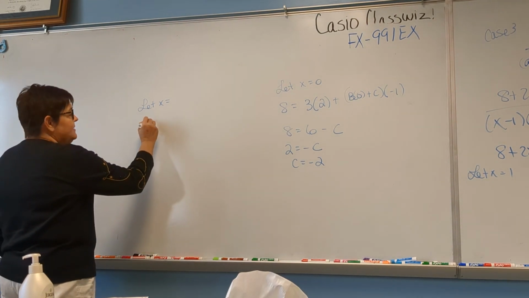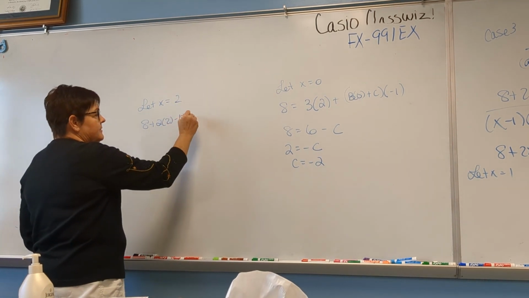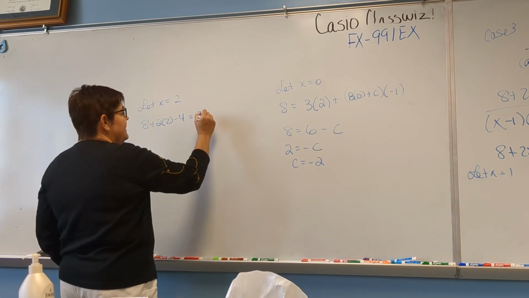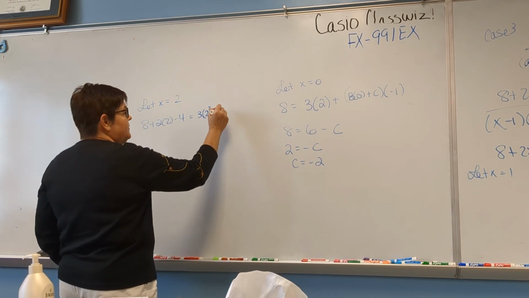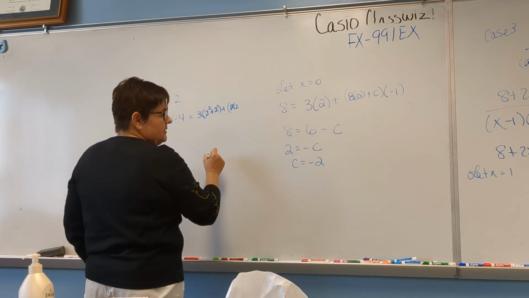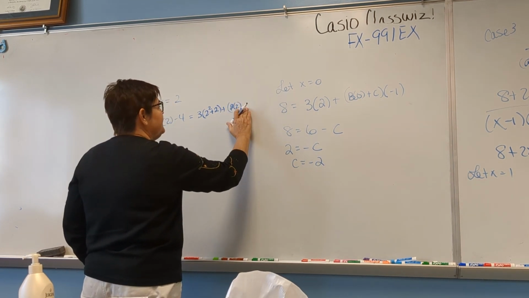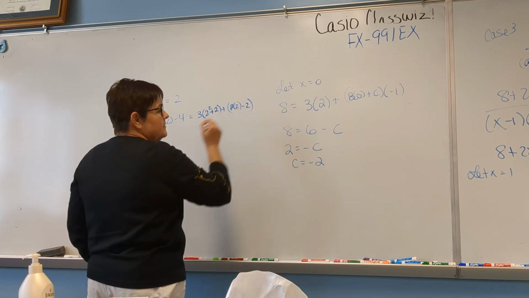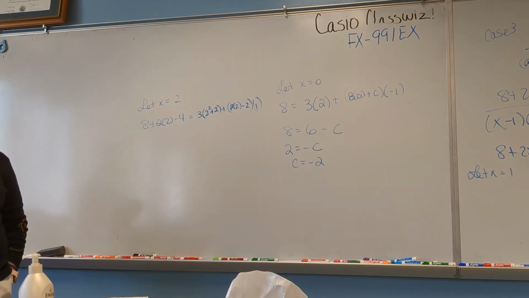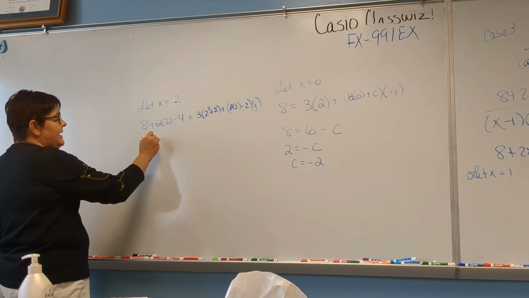So we have 8 plus 2 times 2, so we'll let X be 2. Minus 4 is equal to, I know A is 3, and then 2 squared plus 2. I don't know B, but it's times 2. And then plus C, which is minus 2. And then 2 minus 1 is 1. All right, we're feeling good. That's 2 times 2 is 4 minus 4, so that's 8.